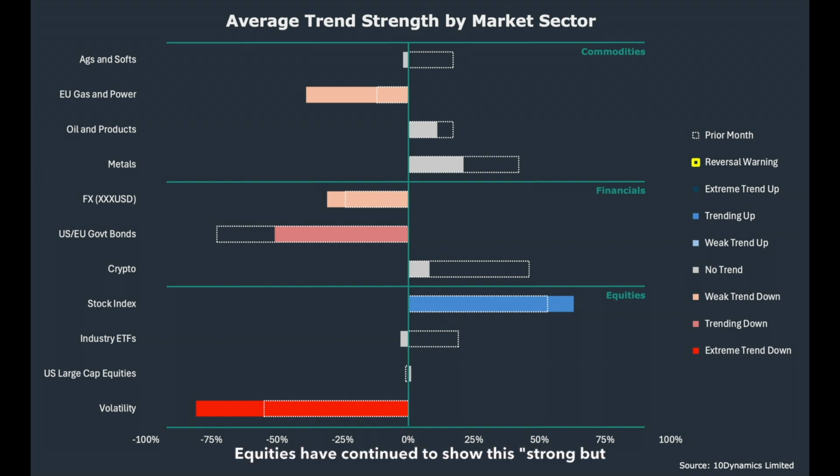Equities have continued to show this strong but narrow trend environment that everyone's been talking about. Our model is showing individual equities and ETFs trendless as a whole, but index is going up, and as we mentioned, volatility is still trending down. Also, note there are no signs of sectors with a high reversal risk.